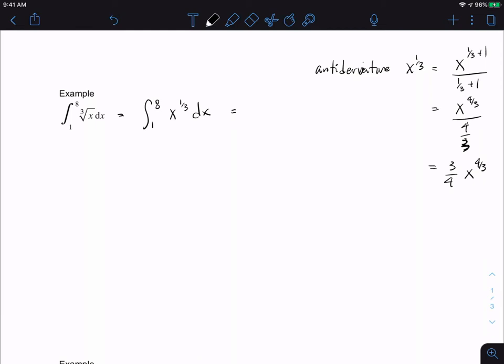Now, when we do the antiderivative, if we're doing the general case, we're supposed to add that C, correct? But since we have upper and lower bounds, we're not going to do that. So I'm going to go, okay, 3/4 times 8 to the 4/3 power minus 3/4 times 1 to the 4/3 power. Does that make sense to you guys?